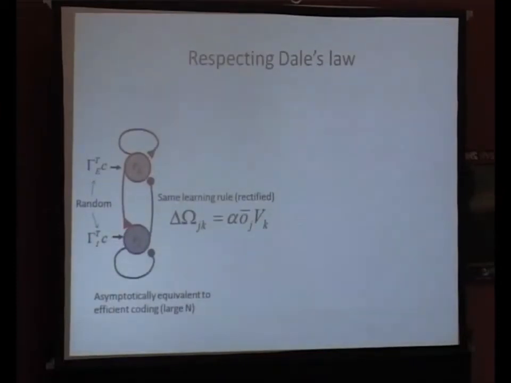And finally, we can build networks that respect Dale's law, by separating a population of excitatory neurons and inhibitory neurons and receiving a random set of weights. If the network is large enough, it's asymptotically equivalent to the network without separating excitatory and inhibitory neurons. So it's not a worry. The only thing we have to do is, of course, rectify the weight. We use exactly the same learning rule, but if this is an excitatory neuron, we don't let its weight go below 0, and vice versa if it's an inhibitory neuron.